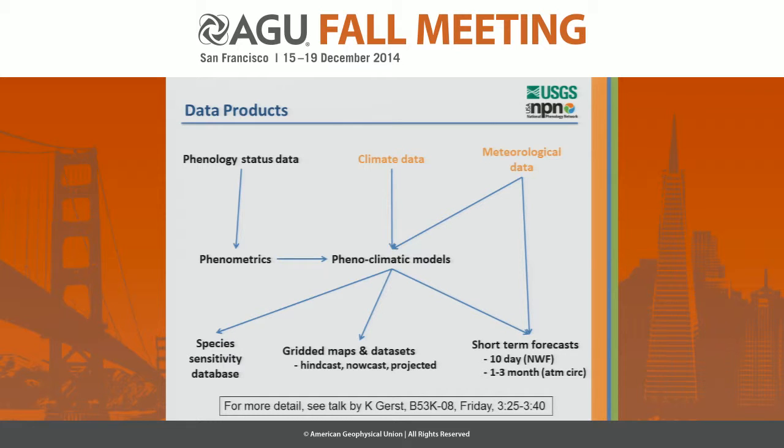We can then do neat things with it, like create a species sensitivity database to look for changes in synchrony among organisms. We can create gridded maps and data sets that allow us to hindcast back to 1900, as long as we have meteorological data, do nowcasting, what's going on right now and in the near future, and then projections out to 2080. But really where we're going to earn our dollar is in short-term forecasts.